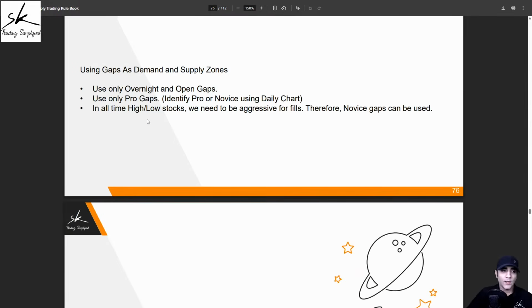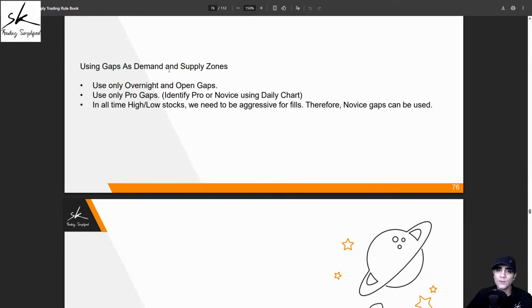there it is. Can you see, using gap as a demand zone or a supply zone, the first thing is it has to be an overnight gap and an open gap. So we just saw that I'm on the daily time frame. So by default, this is an overnight gap, and we also have an open gap. We have also verified that.